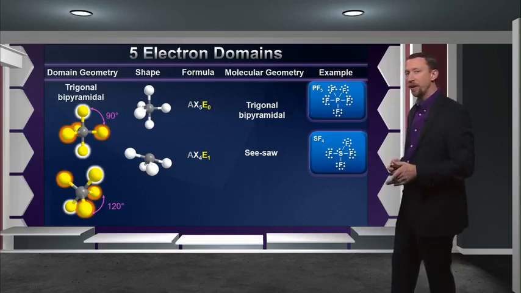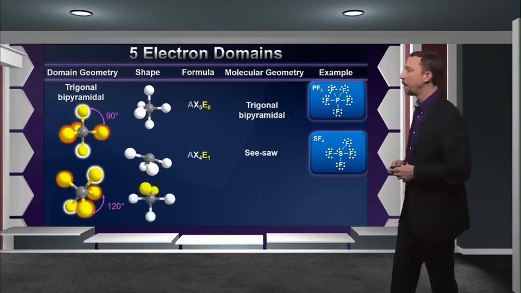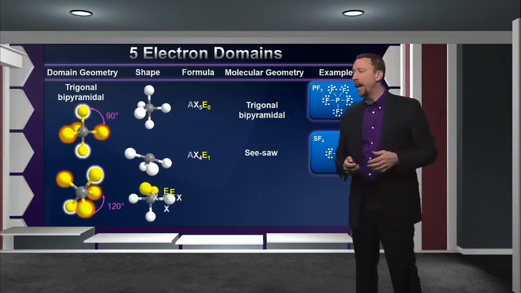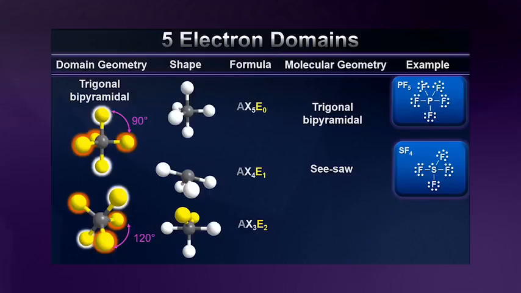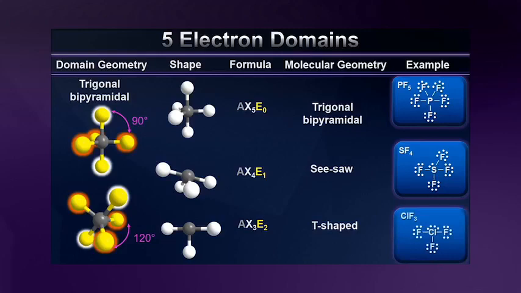Let's go one step further and take away one more bonded atom and replace it with a lone pair. So in this case, we're dealing with an AX3E2. And the AX3E2, when we remove those electrons that are not involved in bonding, looks an awful lot like the letter T. And in fact, that's what we call it. This is a T-shaped molecule. An example of a T-shaped molecule is the interhalogen compound chlorine trifluoride.